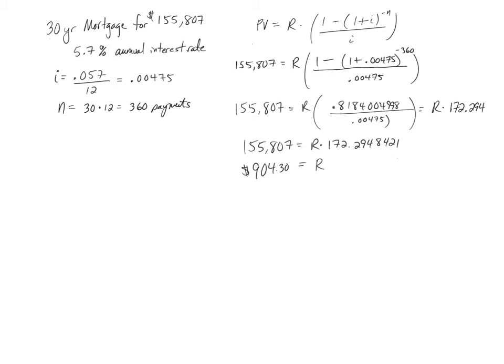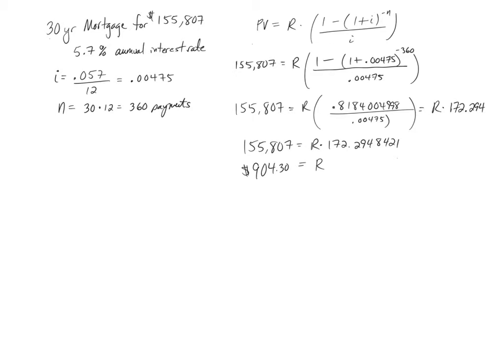Okay, so you can now catch up on my work. Got this number, subtracted 1 from it, and got this 0.818 number, divided that by 0.00475, and got 172.294. And then, 155,807 equals R times 172.294, divided both sides by the 172.294, and you get $904.30 a month.